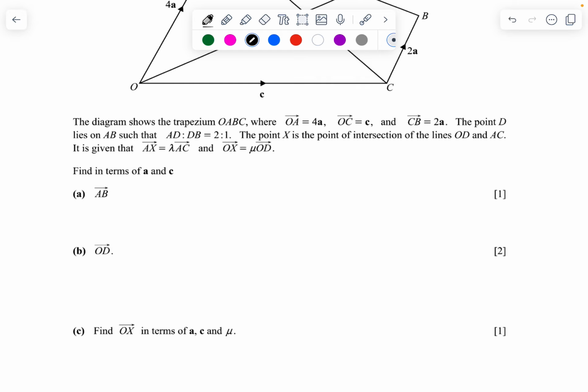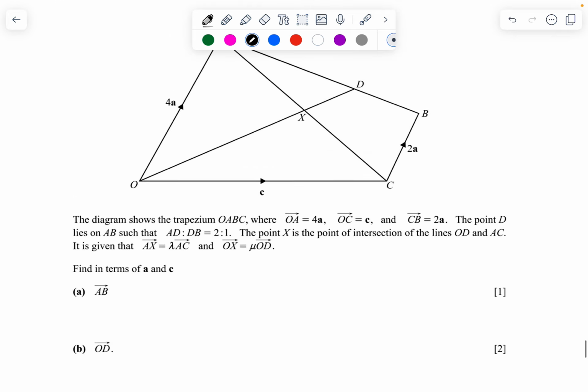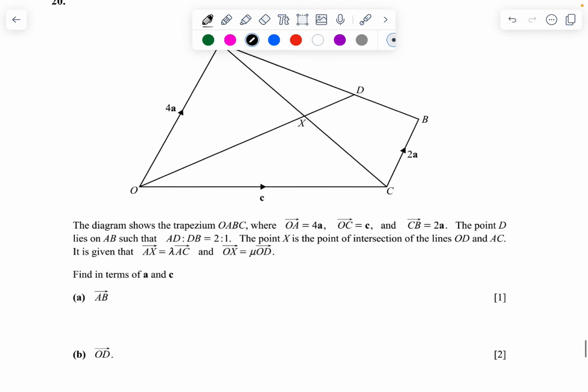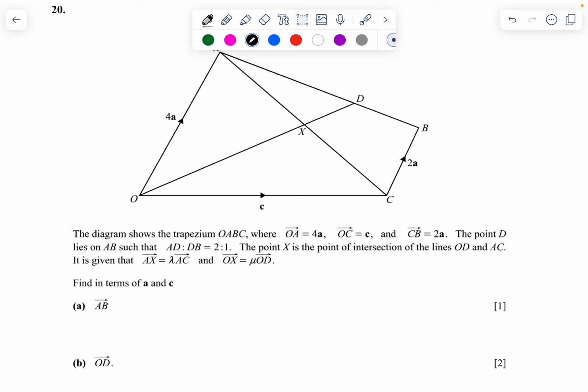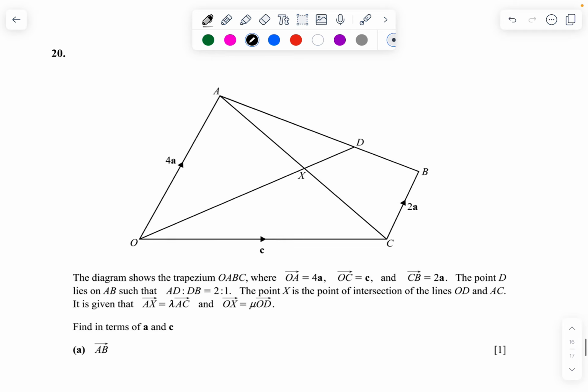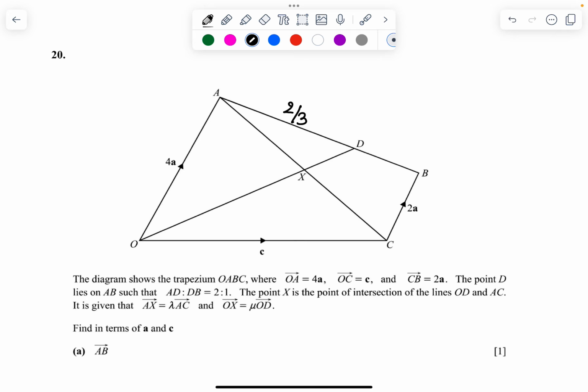The diagram shows a trapezium. Though the diagram looks very complicated, I think it should be an easier version of the question. Then OA is 4A, OC is C, CB is 2A, and D is a point that lies on AB such that AD is to DB is 2 is to 1. So this is 2 by 3 parts of AB, and this is 1/3 of AB. Whether it is useful or not, we'll check later.